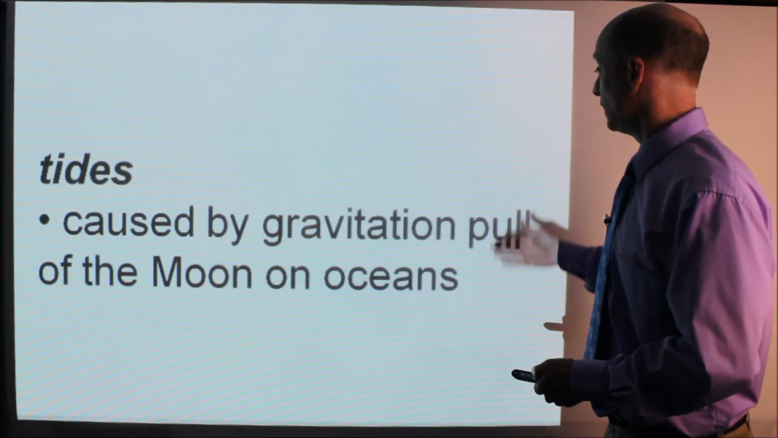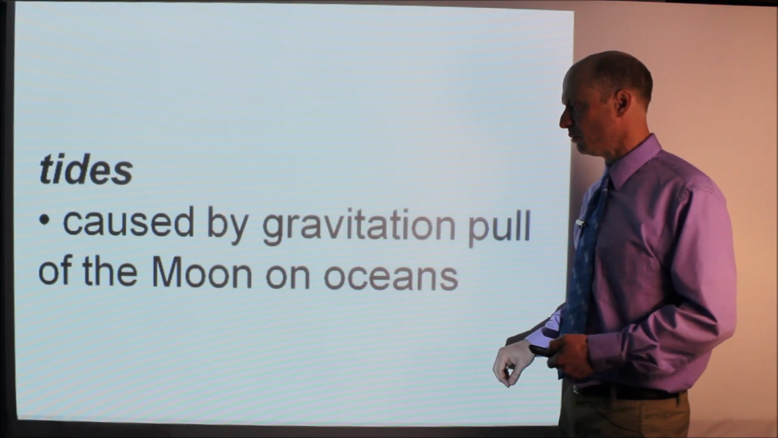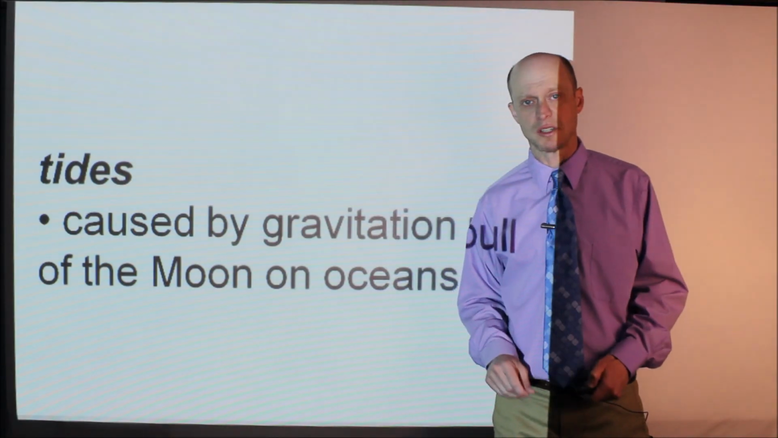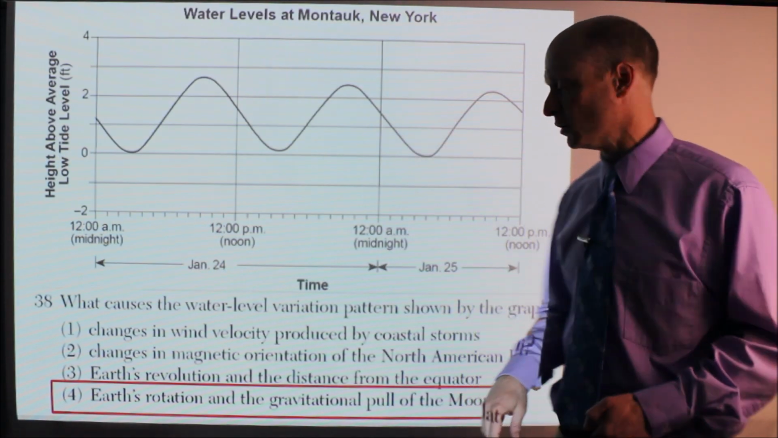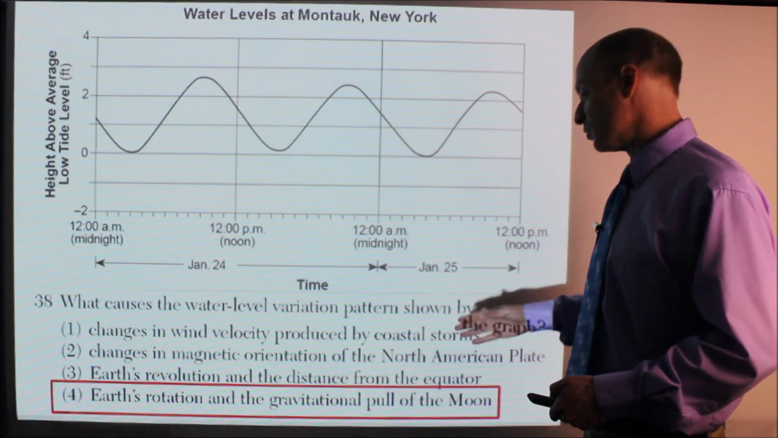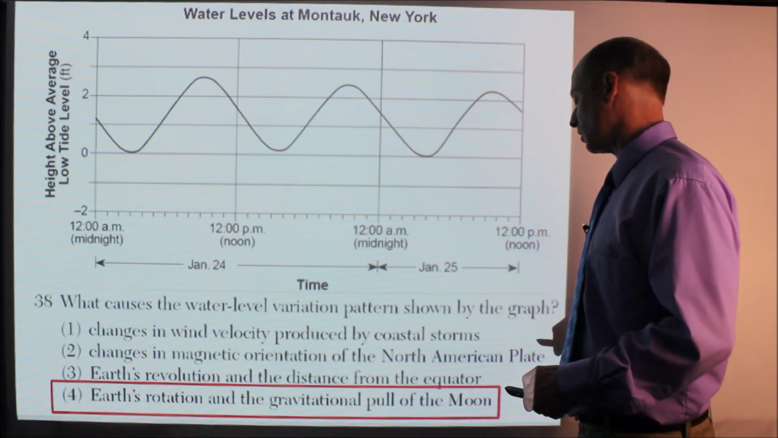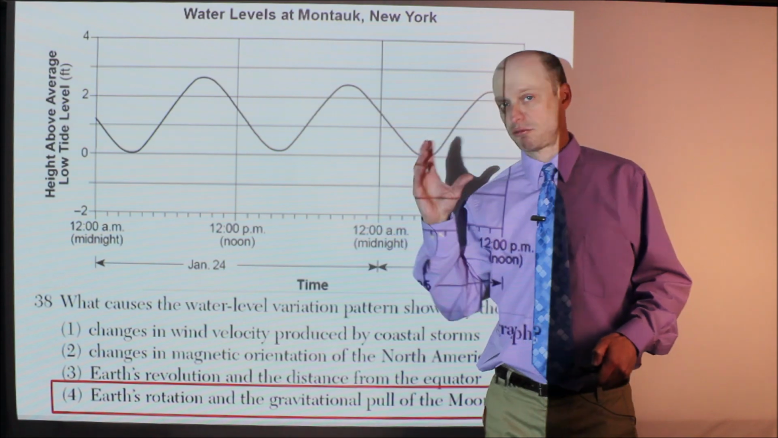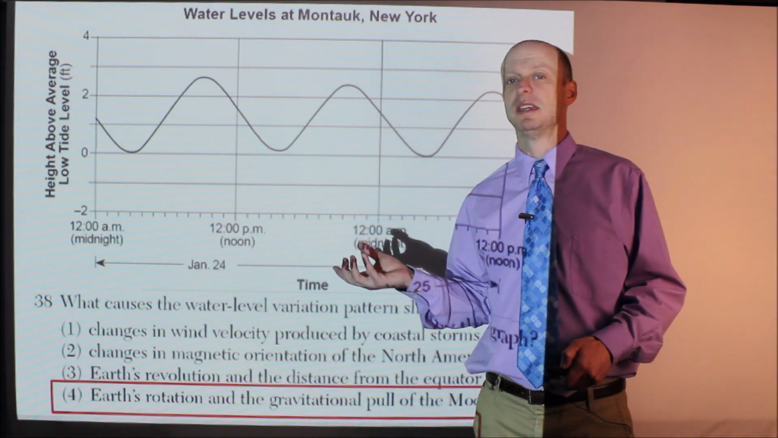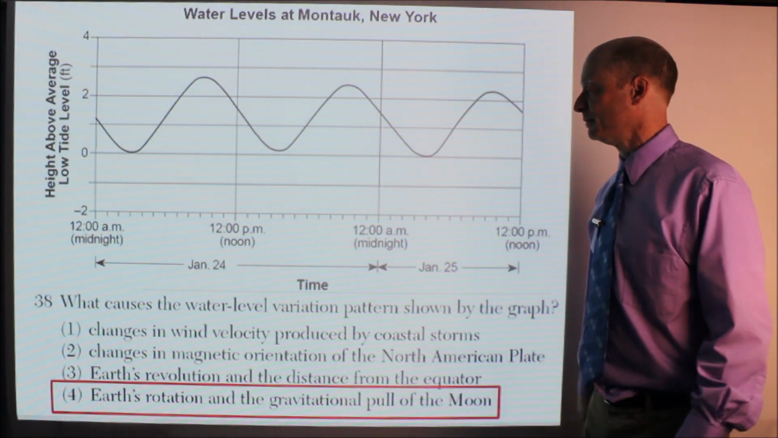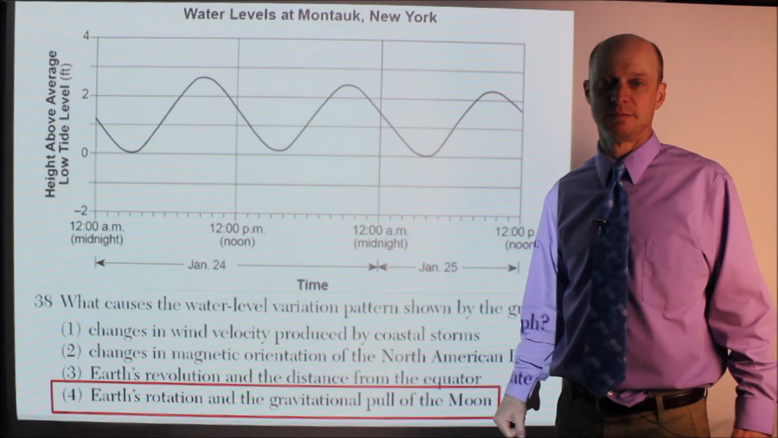So that's going to be tides caused by the gravitational pull of the moon on Earth's oceans. Therefore, the best answer here is going to be choice number 4, Earth's rotation and the gravitational pull of the moon. And it's Earth rotating as this is happening. That's why you have the tides change during the day. So 38 is number 4.